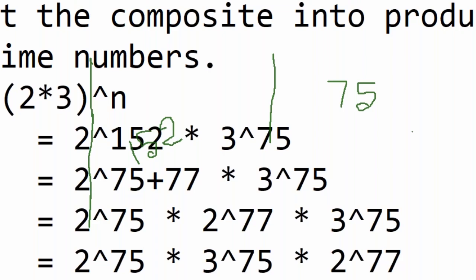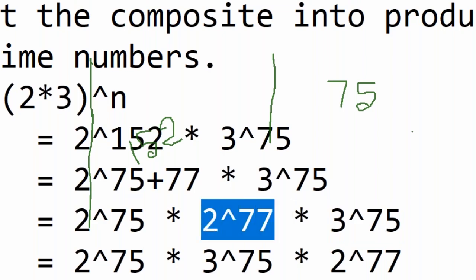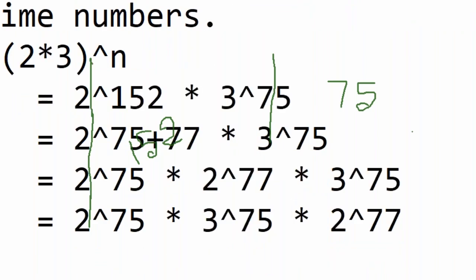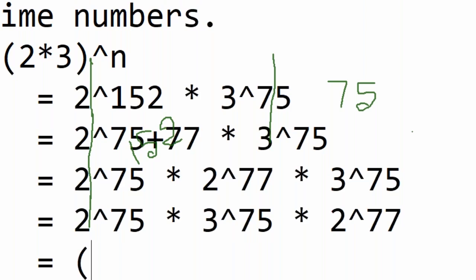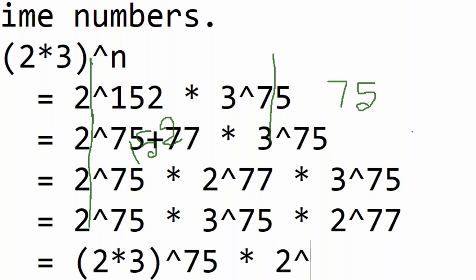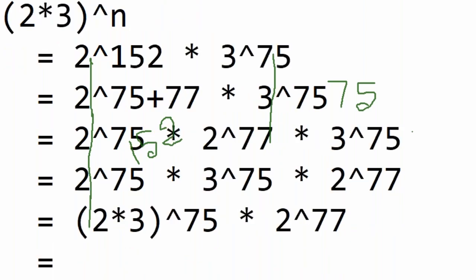Any problem for us? Just shuffle the values now. So 3 power 75 moves to the second place and 2 power 77 moves to the third place. And 2 power 75 and 3 power 75 becomes 2 into 3 whole power 75. So 2 into 3 means 6 power 75.